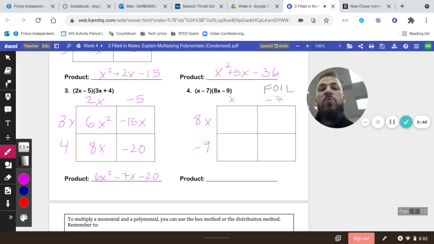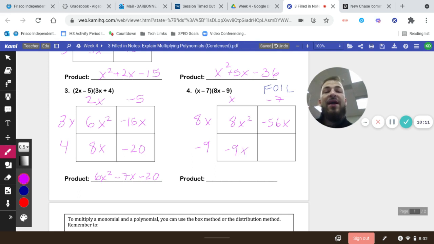So 8 times 1, because remember we don't write the 1 sometimes. Okay, 8 times 1 is just 8, and then x times x, add the powers, so x squared. 8x times negative 7, negative 56, and then no x to multiply by, so x just stays there. x times negative 9 times 1 is negative 9.